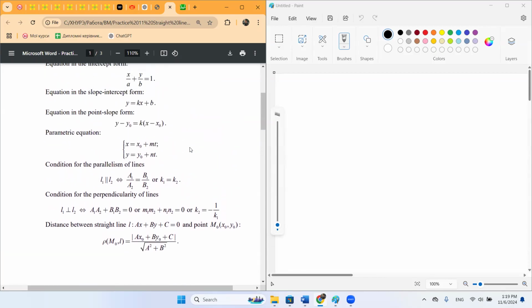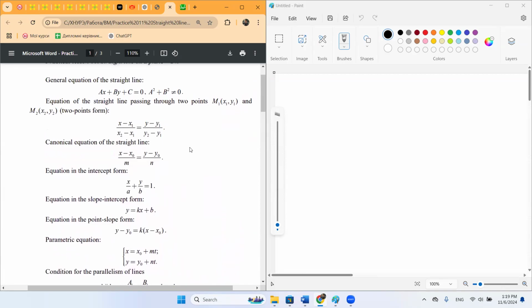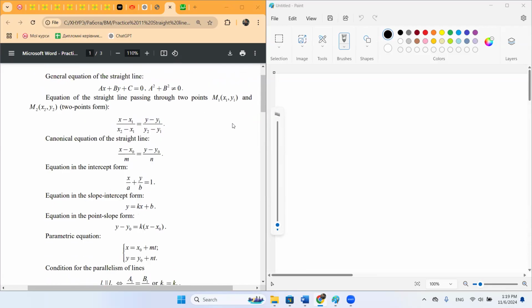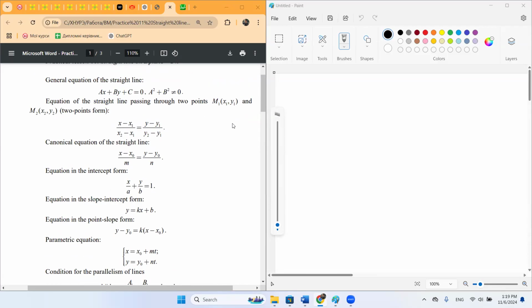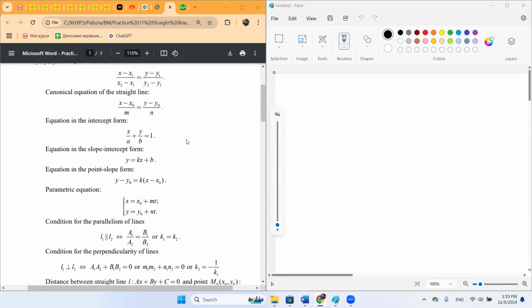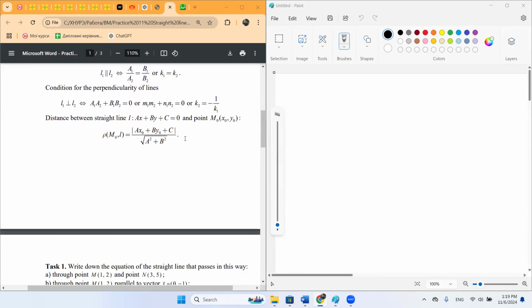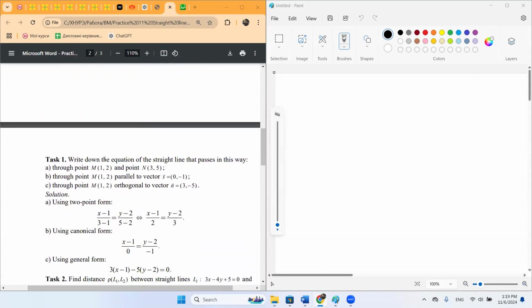Maybe any questions, any comments about equations, or just remembering information? These equations will always be in front of us. Okay, no comments, no questions, so we start solving the tasks. The first task.